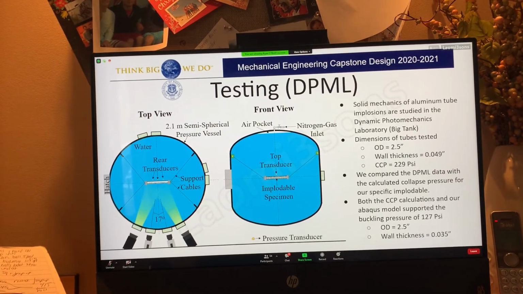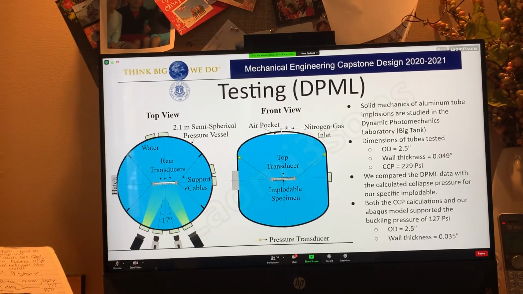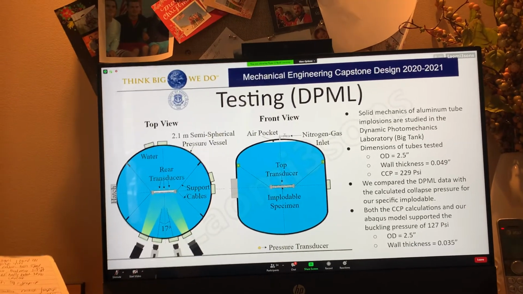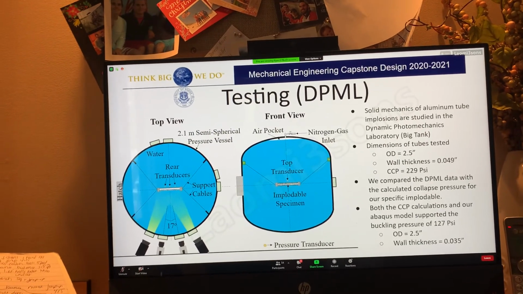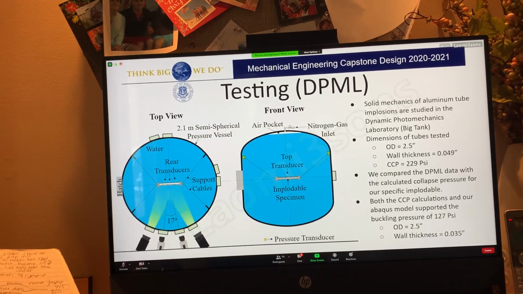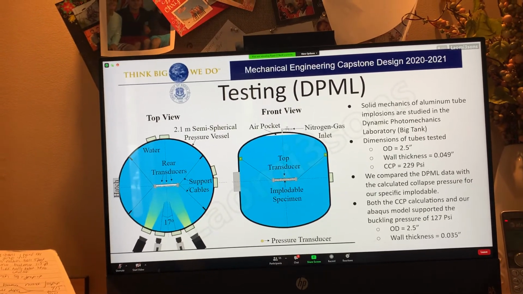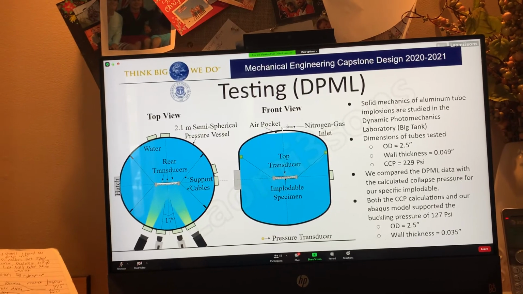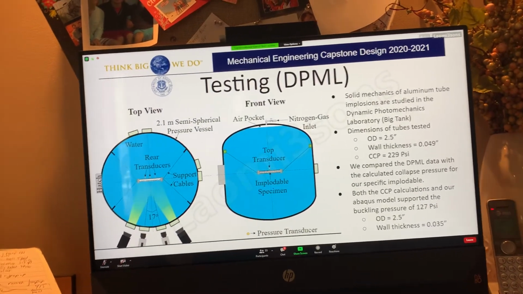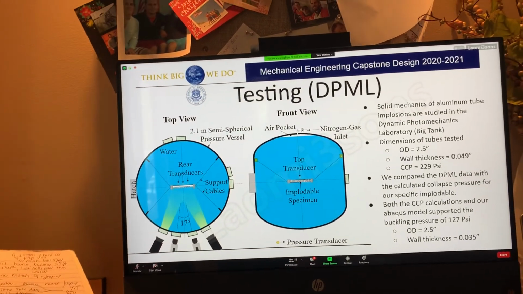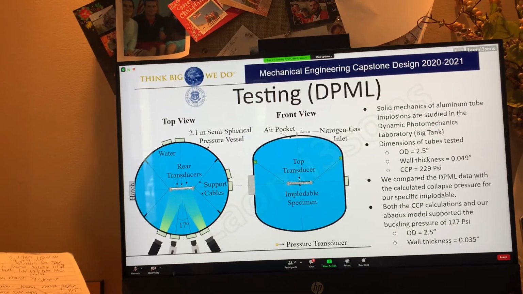She's been running tests on aluminum cylinders for a while now. She's very knowledgeable in what she's doing, and she gave us the data for her most recent test on aluminum tubes very similar to the ones that we decided to use for our implodable trigger. Her tubes were 12 inches in length with an outer diameter of 2.5 inches. They had a wall thickness of 0.049 inches, and after her tests were run, she got an average critical buckling pressure of 229 psi.